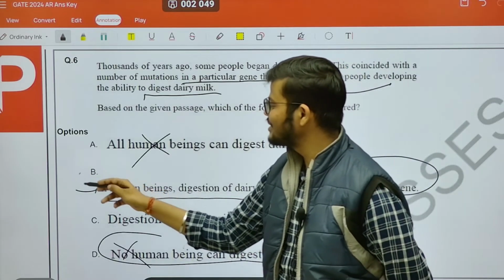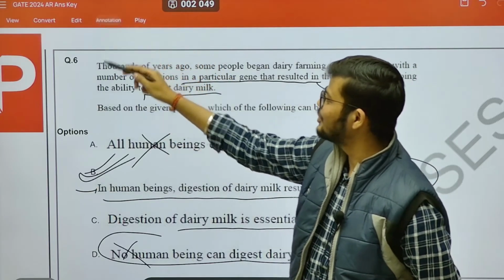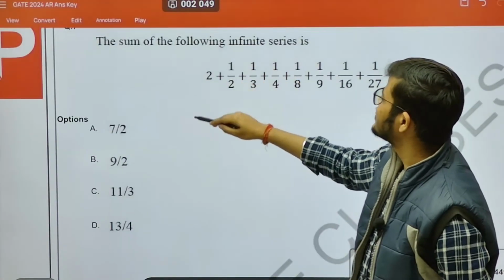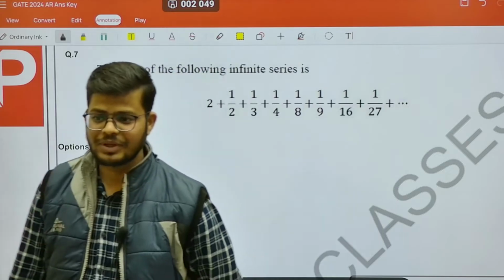So for this question number 6, it was the easiest one out of this general aptitude part. Option B is going to be the correct one. Now question number 7, it says the sum of the following infinite series is. In this case we need to find the sum of the infinite series.